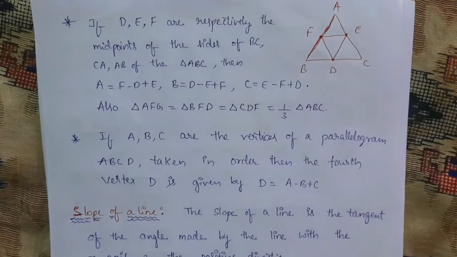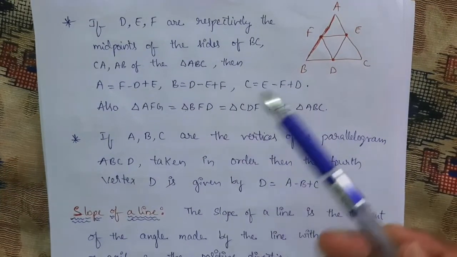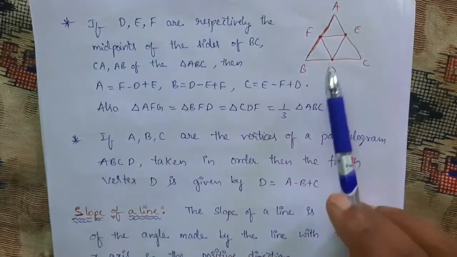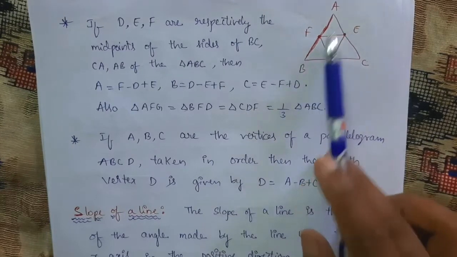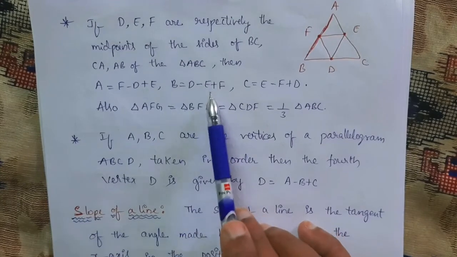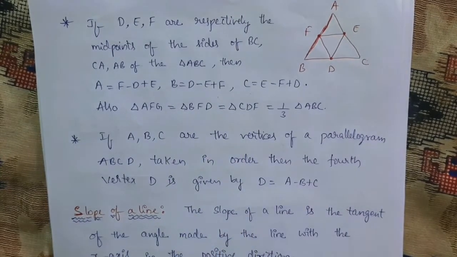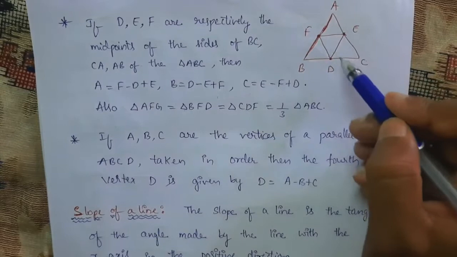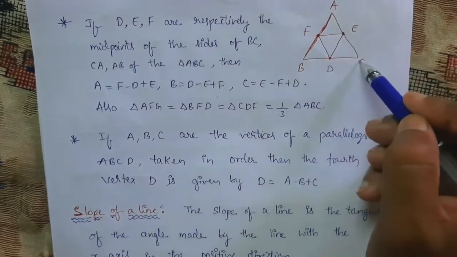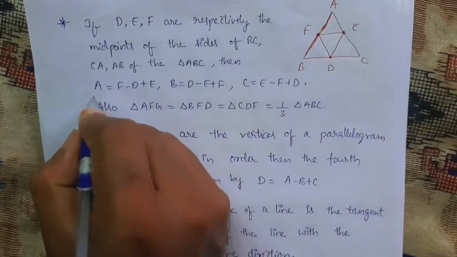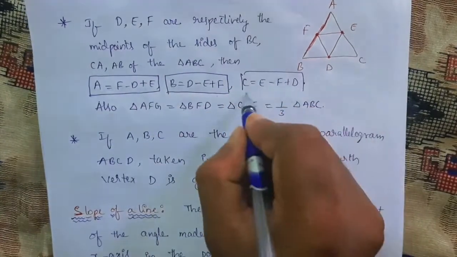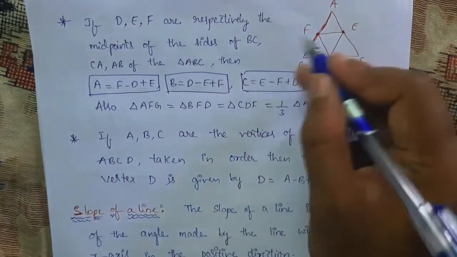Next, these are 2 noteworthy points, which we can directly apply when they are given in problems. If D, E, F are respectively the midpoints of BC, AC and AB, then A is equal to F minus D plus E, B is equal to D minus E plus F, C is equal to E minus F plus D. If they give these 3 midpoints, then easily we can find the points A, B, C by using these formulas. But you need to remember this order: A, B, C, D, E, F.